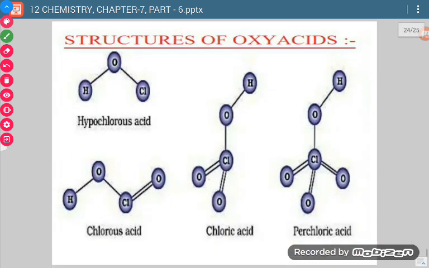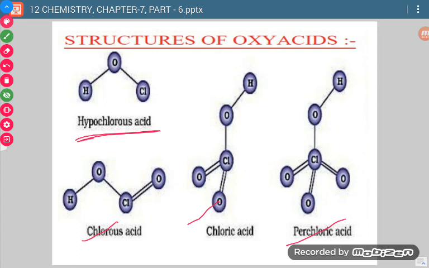Now let us discuss the structures of oxyacids. Now see, HClO, it is like this. H will be bonded with O only. Why? Because only then it can be given out as H positive ion. If it is not bonded with O, then it cannot be given out as H positive, and that compound will not show its acidic character. Okay, so hypochlorous acid, this is chlorous acid, this is chloric acid, and this is perchloric acid.